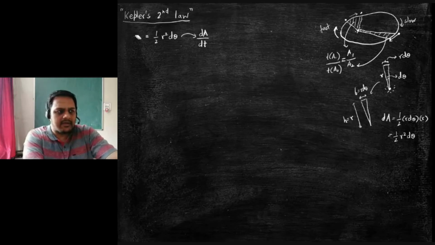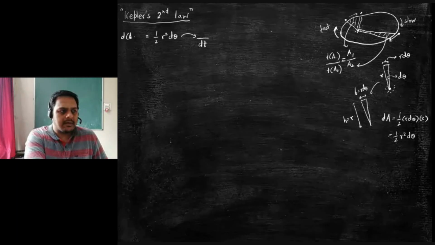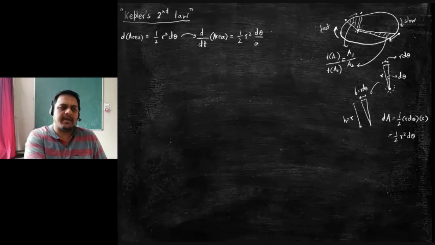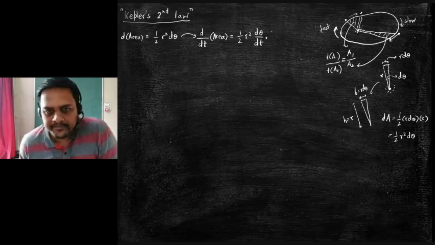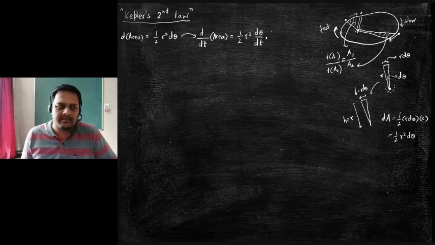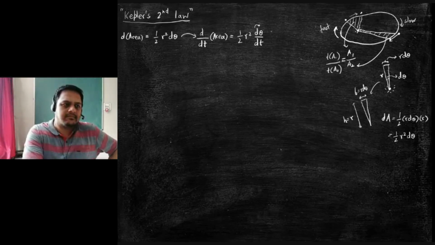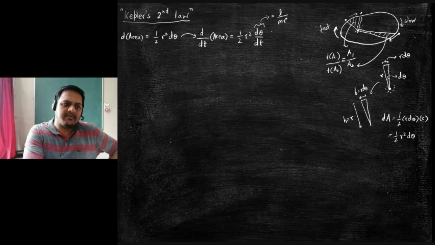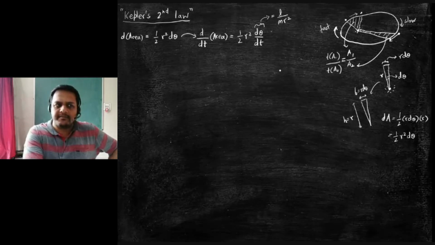Let me do a small change. I'm going to call this with its full name. What will be the rate of change of area with respect to time? Half r square d theta by dt. Agreeing? Which is half r square theta dot. What is theta dot? Angular velocity. But for central force motion it is equal to L by m r square.